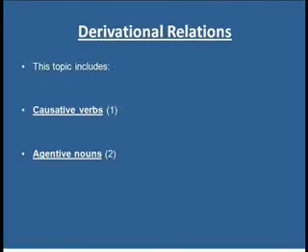After all these explanations, let's talk a little bit about derivational relations. This topic includes causative verbs and agentive nouns. The first division, causative verbs. It is a relationship between adjectives and verbs. More precisely, the adjective describes a state and the verbs describe a change of state and the cause of this change of state, respectively.